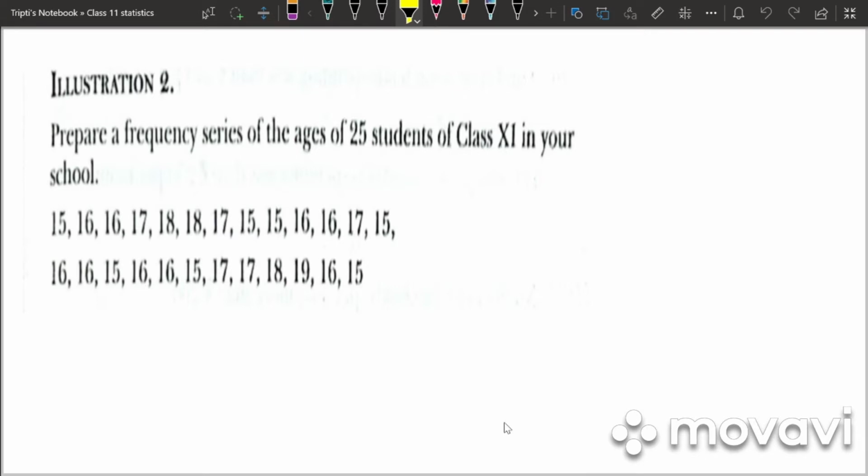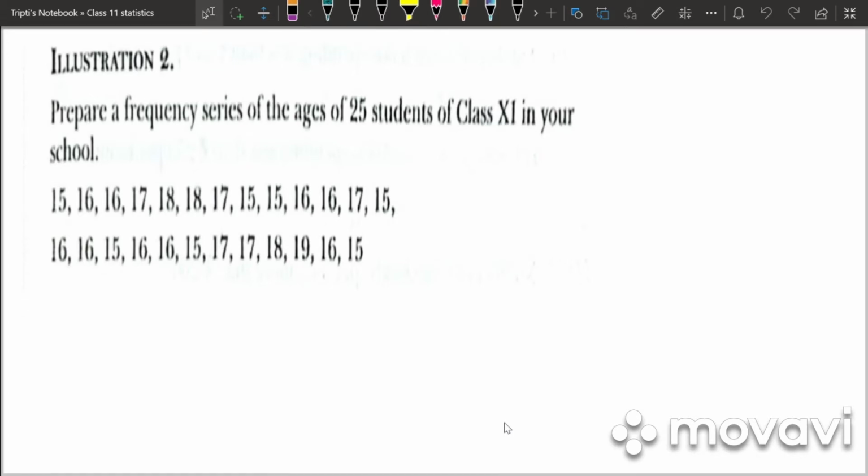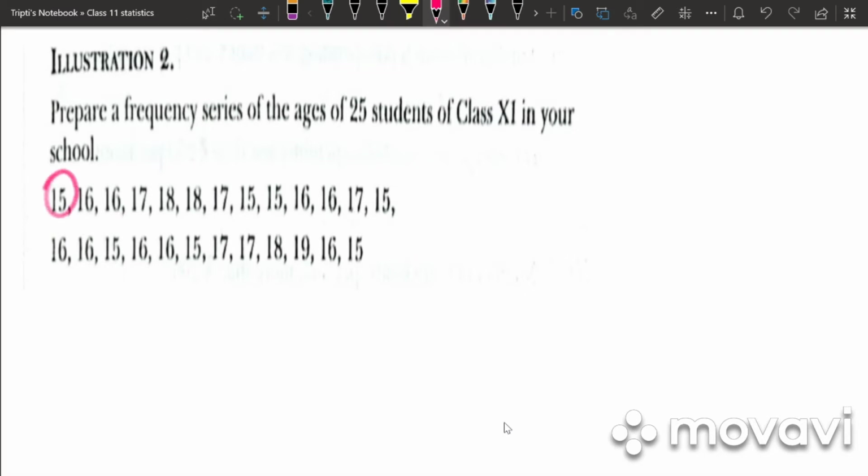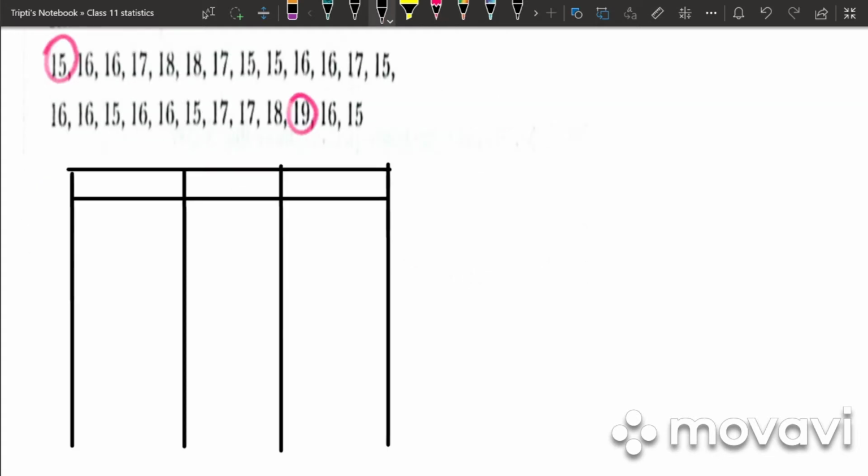What will we be doing? We will be seeing the lowest value and the maximum value. Draw a table, have tally bars and get the frequency. So what is the minimum number in this question? It is 15. And what is the maximum number? It is 19. So we will be having the age from 15 to 19.